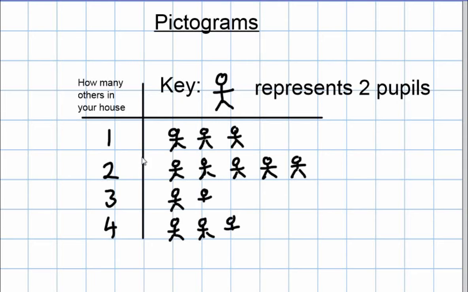And here's the information. Now, the most important bit of information is this bit at the top. It says that one stick man represents 2 pupils. So, how many pupils lived in a house with one other? Well, I've got 1, 2, 3 stick men. Each stick man represents 2 pupils. So the number of pupils that lived in a house with one other is 3, the number of stick men, times how many pupils it represents, which is 2. So there were 6 pupils that lived in a house with one other.